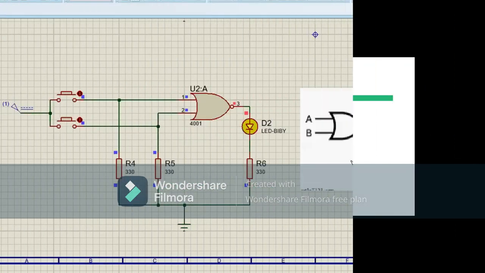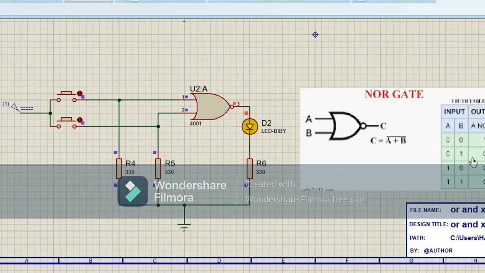This is the symbol for the NOR gate and this is the truth table for the NOR gate. A NOR gate's output is the complement of that of the OR gate. That is, it gives a positive output only when both the inputs are negative. This can be seen here in the truth table. When both the inputs are low, the output is high. Similarly, this can be seen here. As both the inputs are low, the output is high. And if any one of the inputs is high, the output is low.